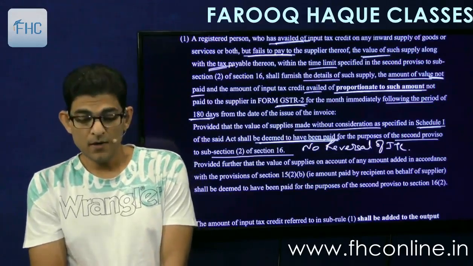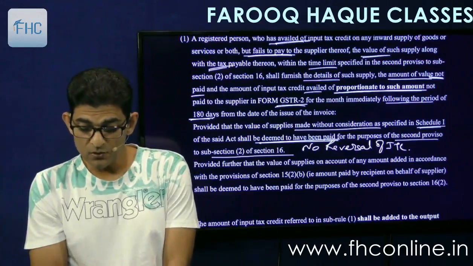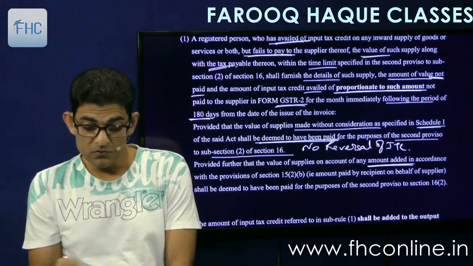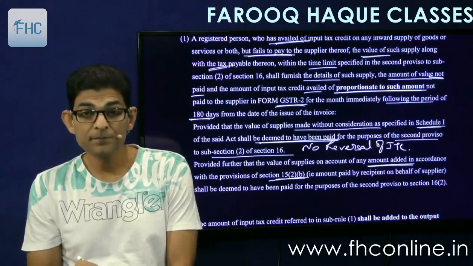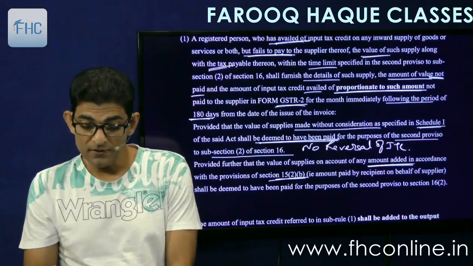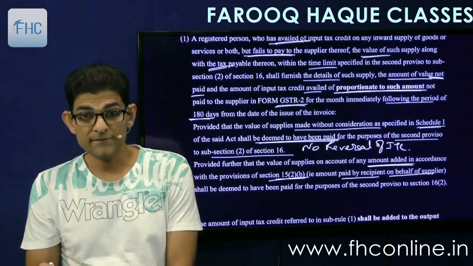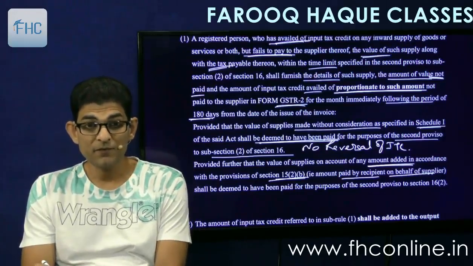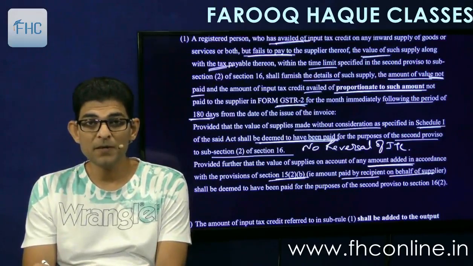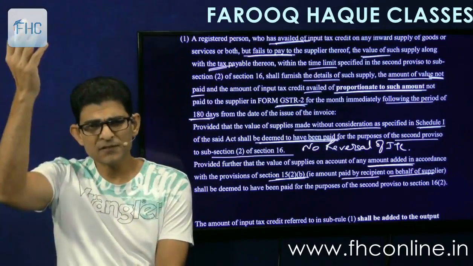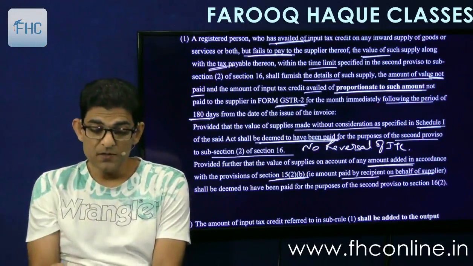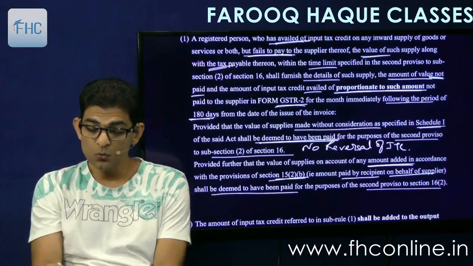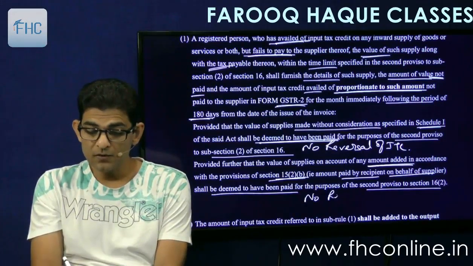Okay, and provided further that the value of supplies on account of any amount added in accordance with the provisions of 15(2)(b), that is amount paid by recipient on behalf of supplier. Remember valuation, we add the amount which the buyer pays on behalf of supplier to anyone else. So that amount paid shall also be deemed to have been paid for the purposes of the second proviso to section 16(2), means again no reversal of credit.